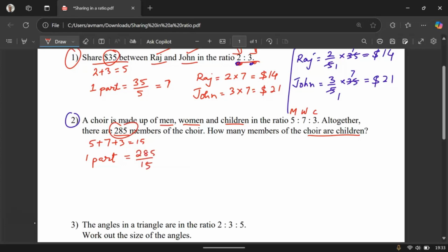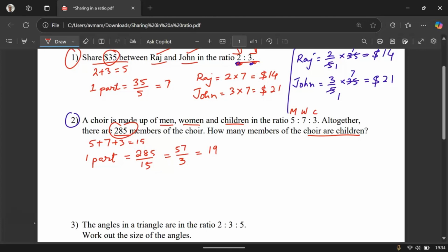Let's try and simplify this. Divide by 5. When you divide by 5, 15 becomes 3. Now 285 divided by 5. 5 times 5 is 25. 3 left over. So 3 and 5 becomes 35. 5 times 7 is 35. Again you can divide by 3. 57 divided by 3 is 19. So that's the value of one part.